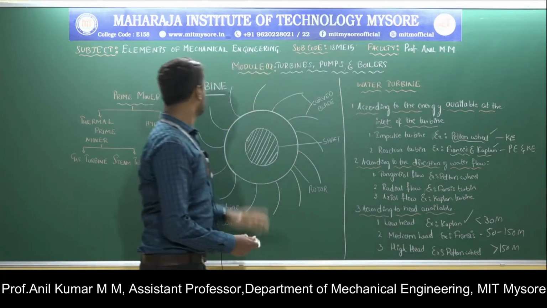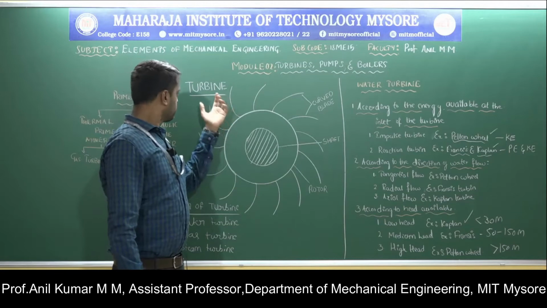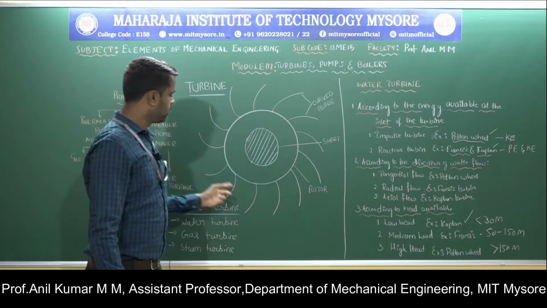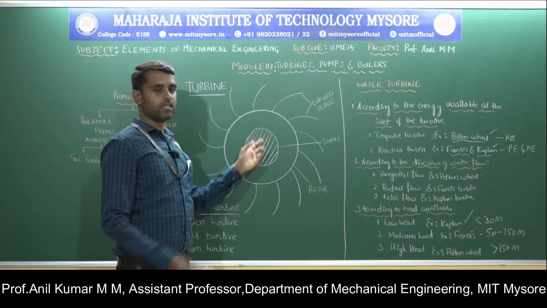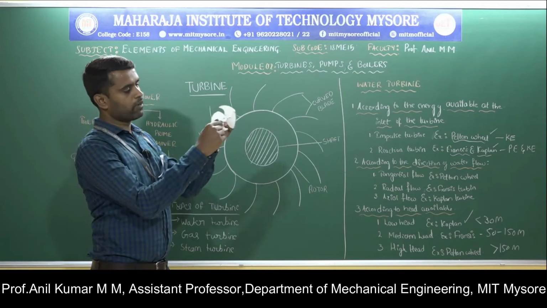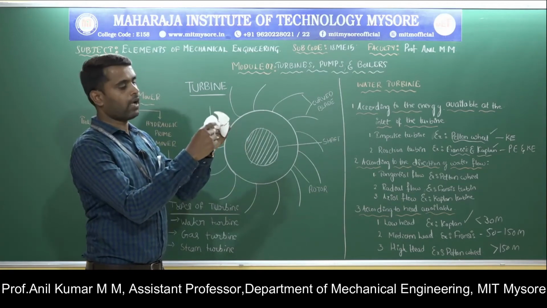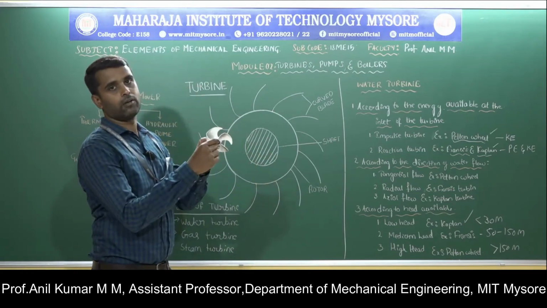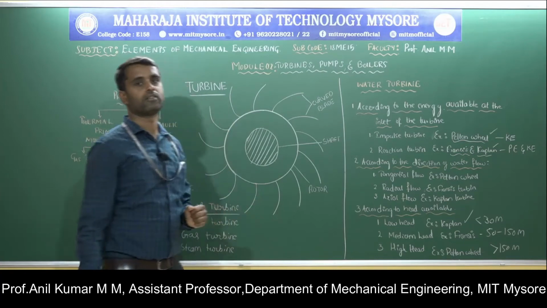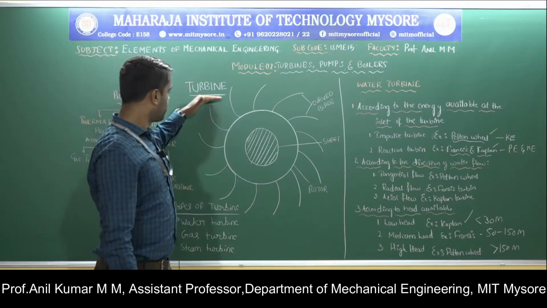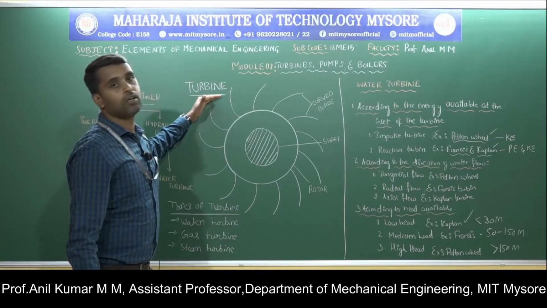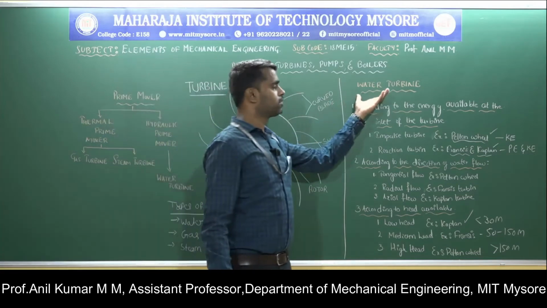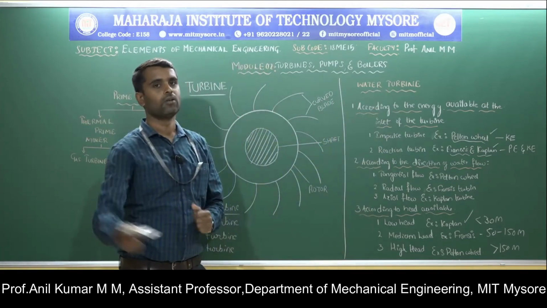Now I'll summarize. The turbine is a prime mover. It consists of a series of curved blades that are fixed on the circumference of a single wheel. This wheel we can call the rotor, and this rotor is connected to the shaft. It is used to convert one form of energy into mechanical energy. Based on the working medium used, turbines are classified into three types: water, gas, and steam turbine. The water turbine converts water energy into mechanical energy.